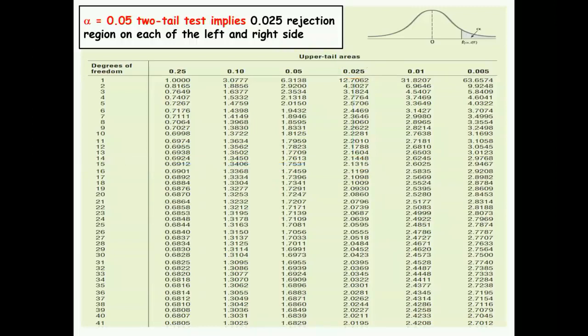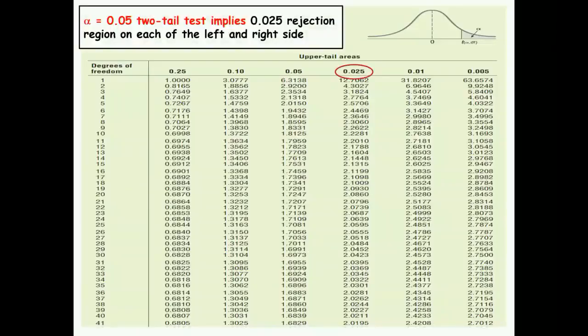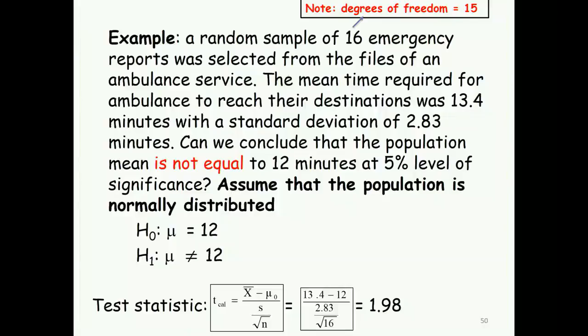The calculated value is here, 1.98. Is 1.98 greater than or less than the critical value? The test statistic value, 1.98, is somewhere here. So we don't reject the null hypothesis. What do we say? Our conclusion would always be: there is insufficient evidence at 5% level of significance to conclude that the population mean is different from 12. We don't get sufficient evidence to conclude this.